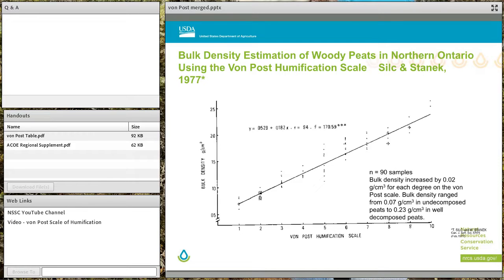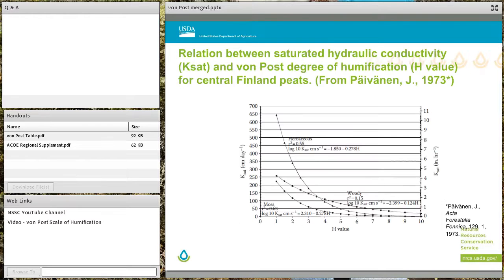Another study in Northern Ontario comparing bulk density to the Von Post scale got a good linear relationship there. This was in a similar geographic region, so one would assume it's probably similar vegetation. Note also that I think the y-axis scale here probably should have a decimal point, otherwise you get some really high bulk densities. But it's another illustration of the relationship between the Von Post and bulk density.